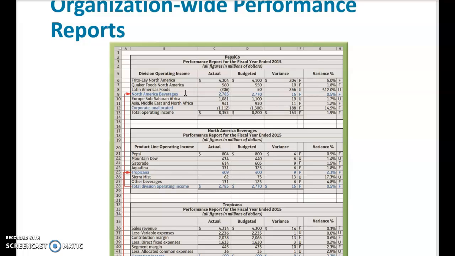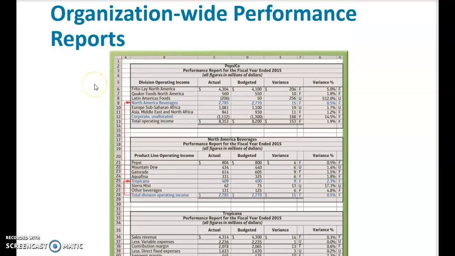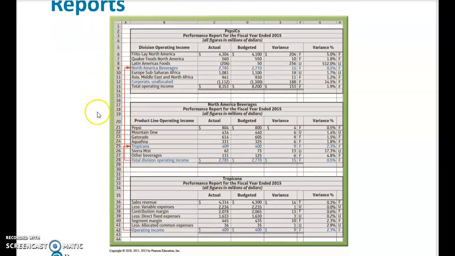And here's an example of an organization-wide performance report, and you want to read this sort of from the bottom up. This is Tropicana, is part of North American Beverage, which is part of Pepsi. Okay, so Pepsi is the big multinational. That's the big company, and these are divisions that are within each other.